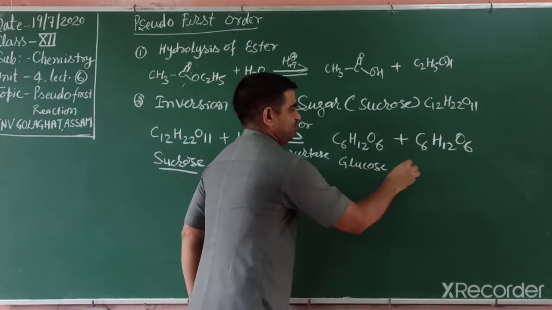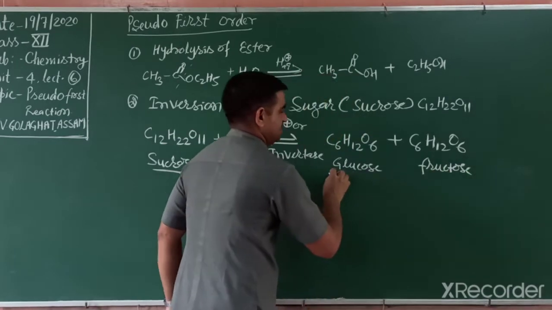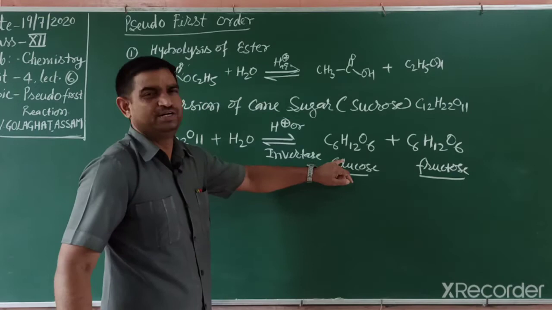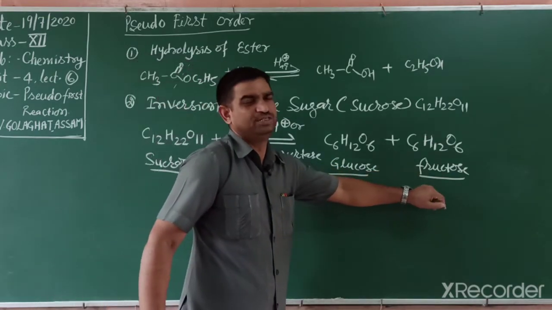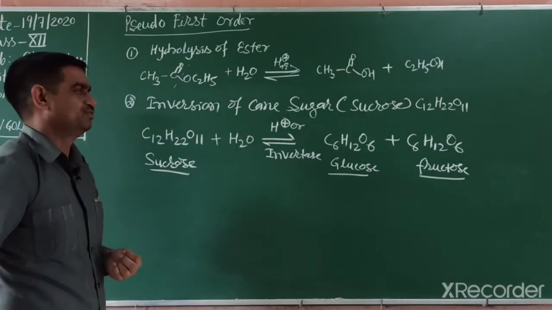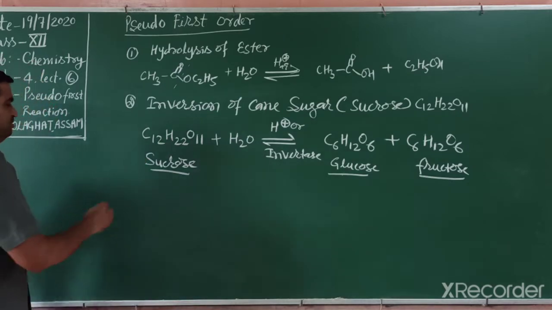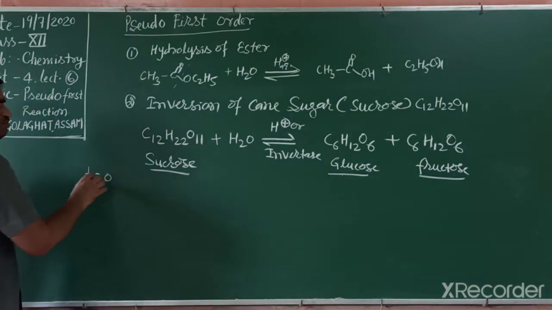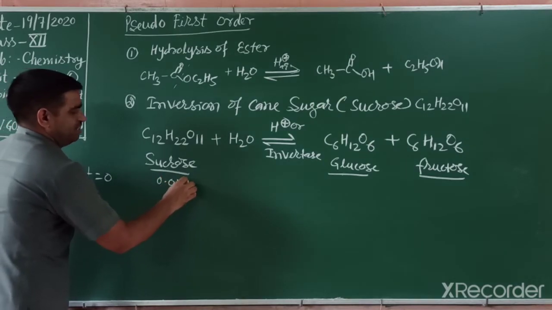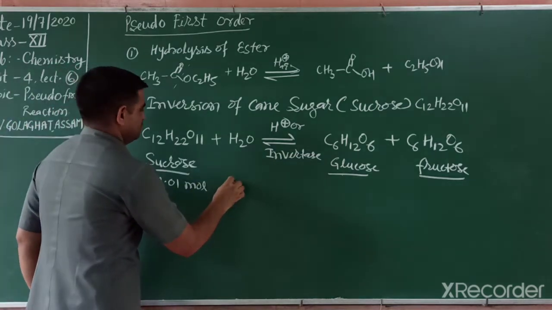One mole is glucose, the other one fructose. Both have the same formula, but one is an aldehyde, the other one a ketone. Glucose is a polyhydroxyaldehyde, and fructose is a polyhydroxyketone, and we will study this in the biomolecule chapter. This reaction is also a pseudo first order reaction. When time t is equal to 0, initially, if you take a very small amount, 0.01 mole of the substance, and we take 10 mole of water.